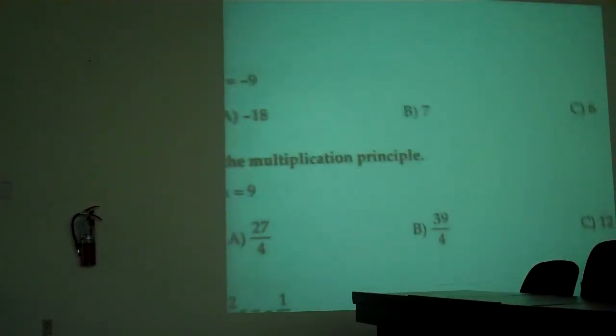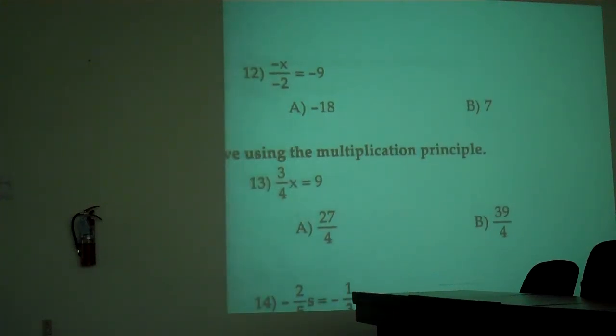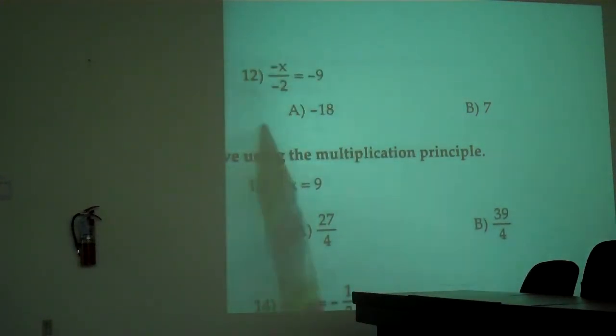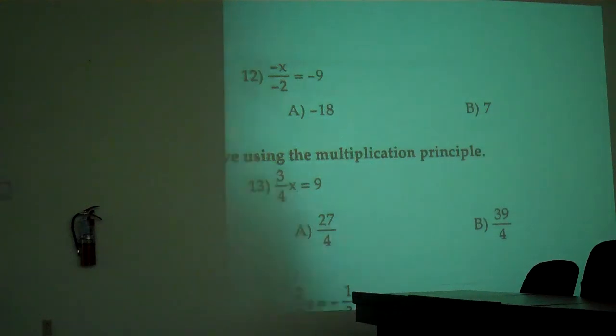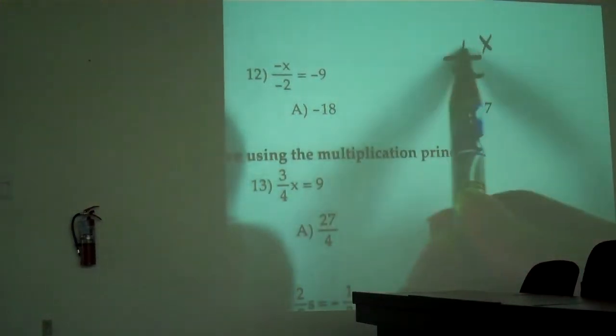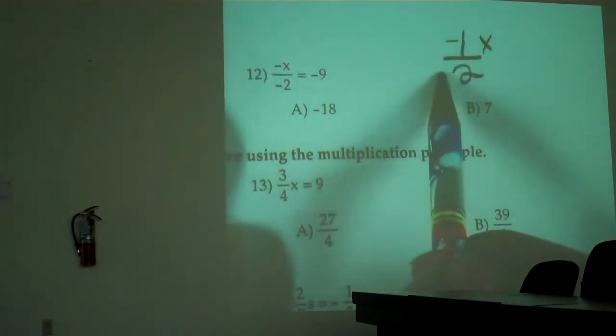Number 12. Let's get it where you can see it. Okay, this says it was divided by negative 2. There's 2 different ways you could do this. You could do it in one step, or you could take 2 steps. You can either multiply both sides by negative 2, and you're still going to have this negative on top, or you can look at it like there's a 1 up here in front of the x, and there's a negative and a negative here.